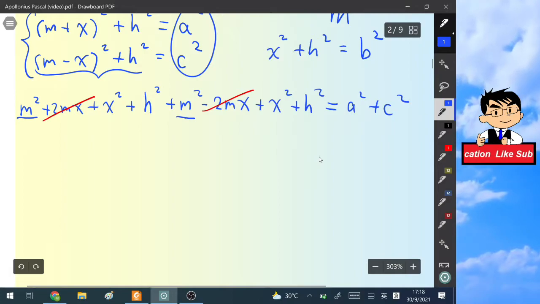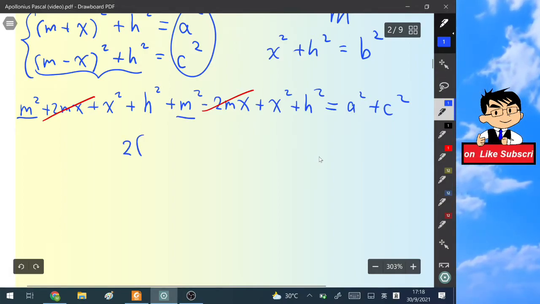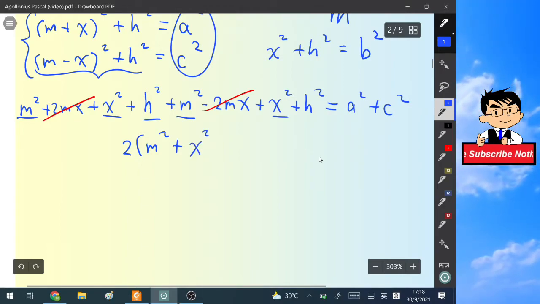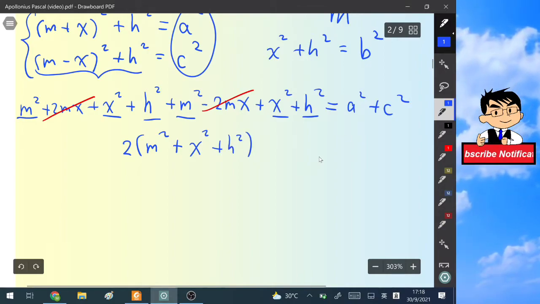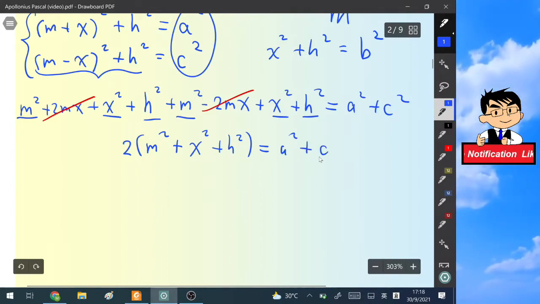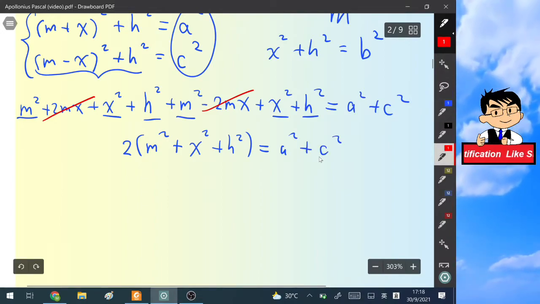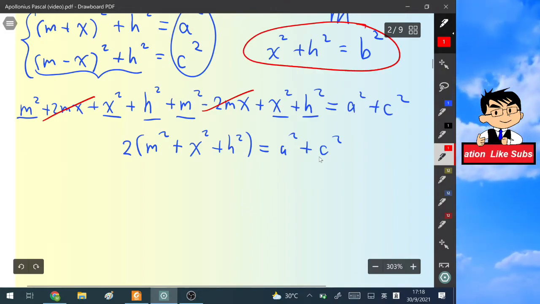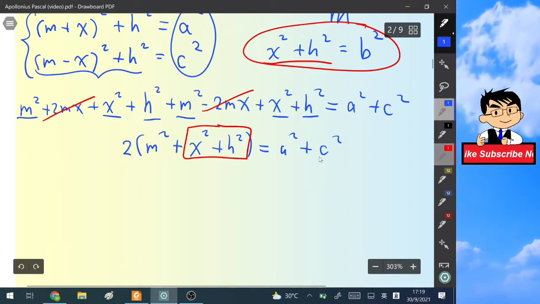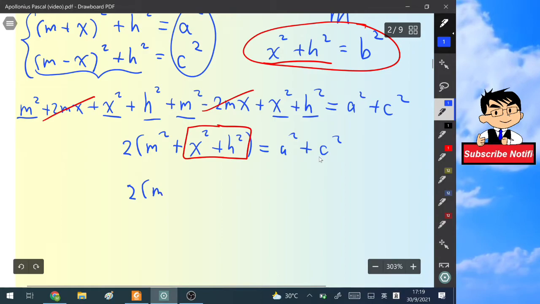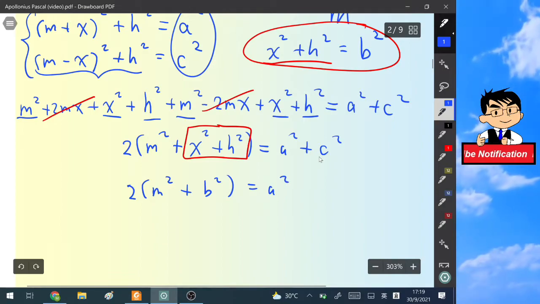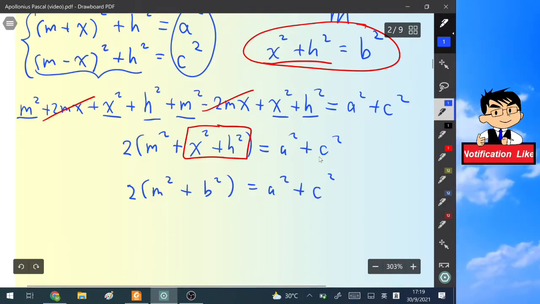We see there are two m square terms, two x square terms, and two h square terms. We can group them like this on the left hand side, equals a square plus c square. But we have another relation here, x square plus h square, so we can replace the last two terms by b square. So we have 2 multiplied by the bracket m square plus b square equals a square plus c square.